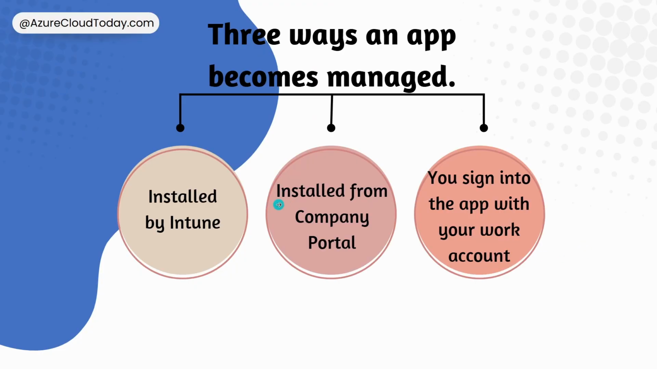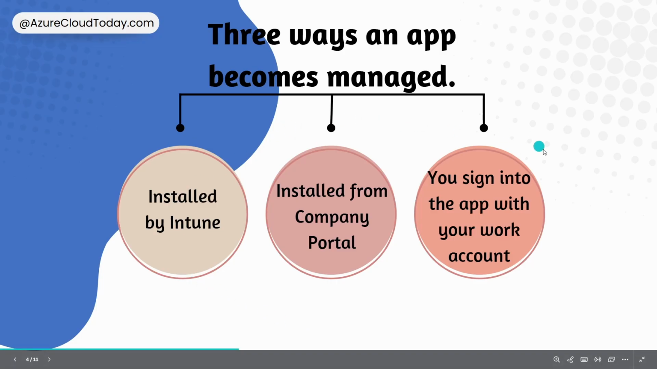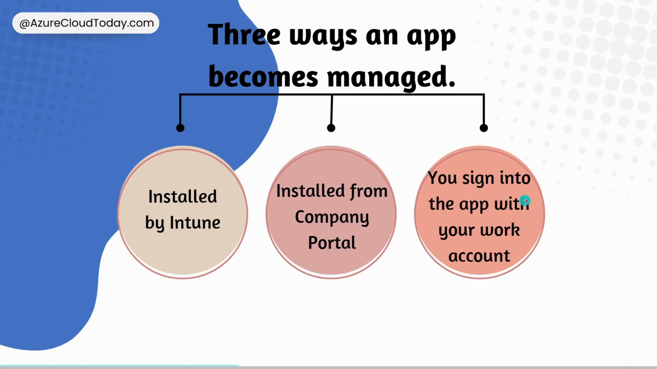There are three common ways an application becomes managed on your iPhone. Let me walk through all three of them, because users always wonder how an ordinary app suddenly becomes a work application. The first way is when Intune pushes the app to the device. An admin assigns the application and it installs on the phone, which is already enrolled into Microsoft Intune. And you will see this when we cover deploying apps later in the series.